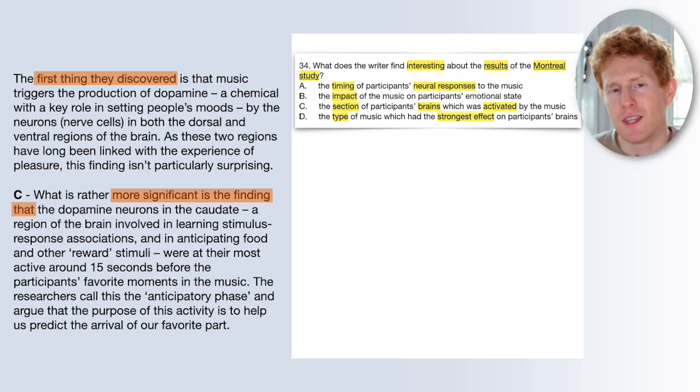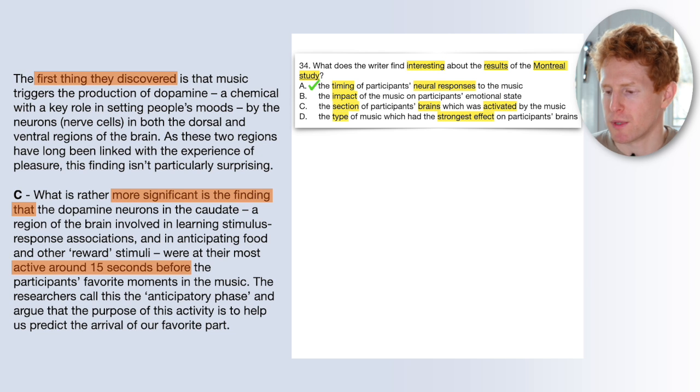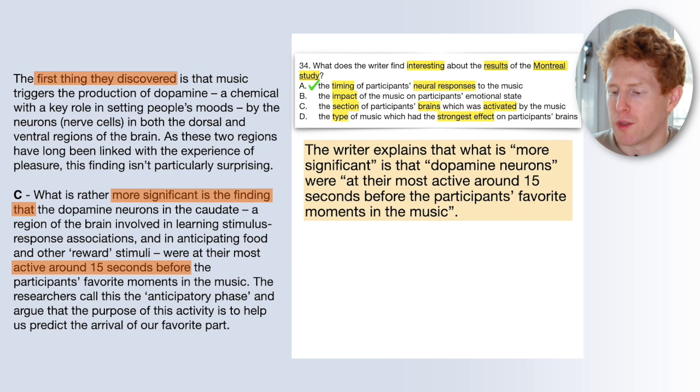Okay, in this case I think the answer is here, active around 15 seconds before. So which is the correct option? It's A, the timing of participants' neural responses to the music. Why? Well, the writer explains that what is more significant, so more significant means interesting for the writer, is that dopamine neurons were at their most active around 15 seconds before the participant's favorite moment in the music.